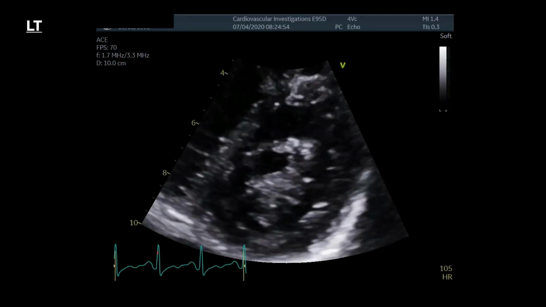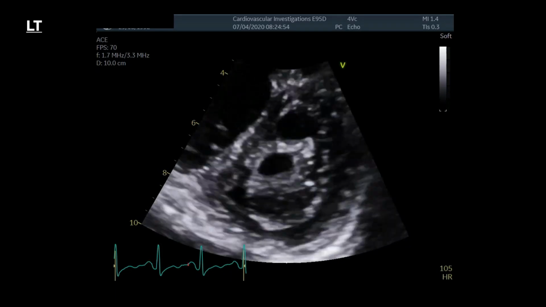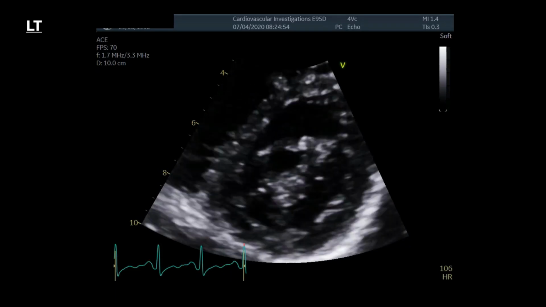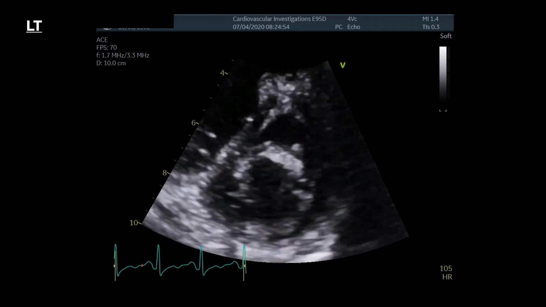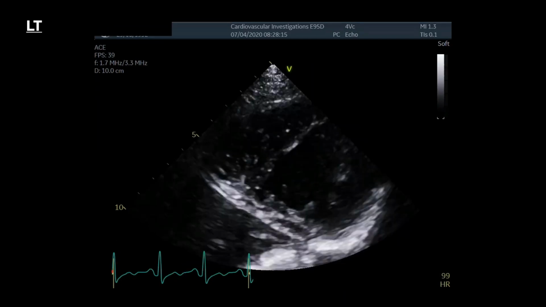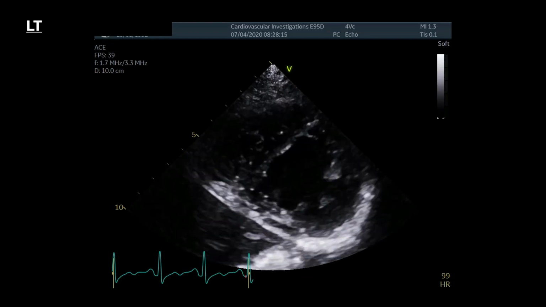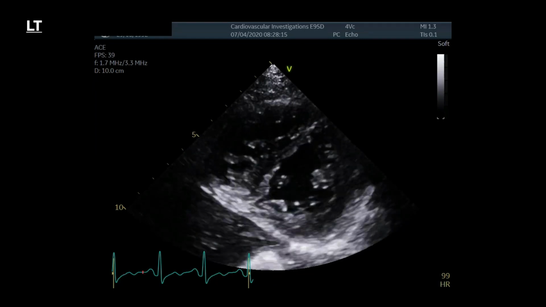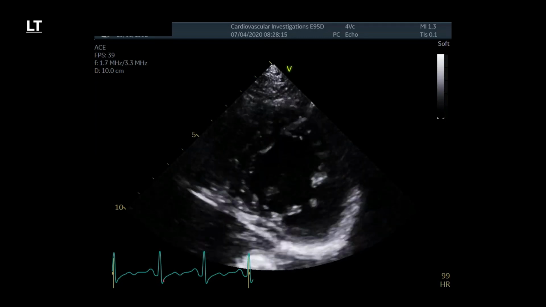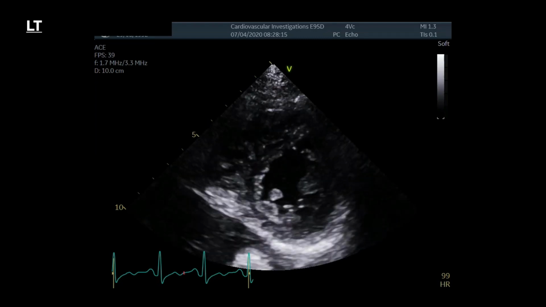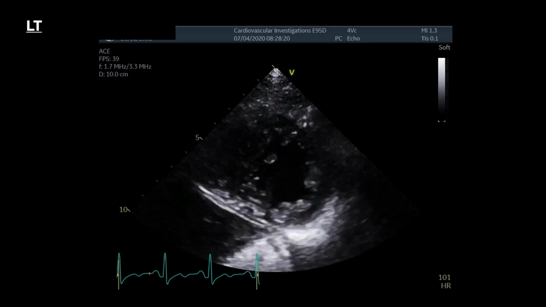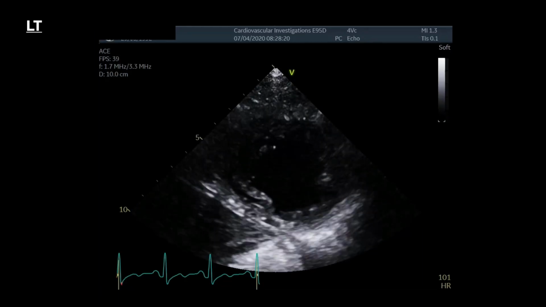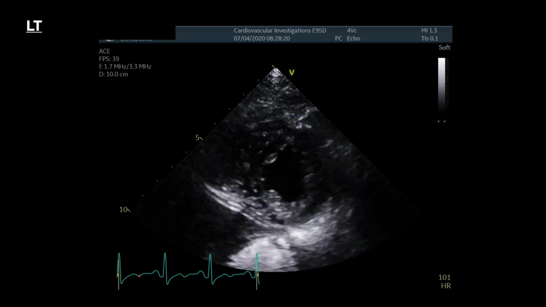Zooming further in on the valve just to really demonstrate the abnormalities of thickening and reduced opening. Moving further down towards the apex, this is the mid-pap view in the parasternal short axis. Again, you can see that D-shaped septum, septal flattening. And moving further down towards the apex, which is not the true apex, but we're getting down towards there.